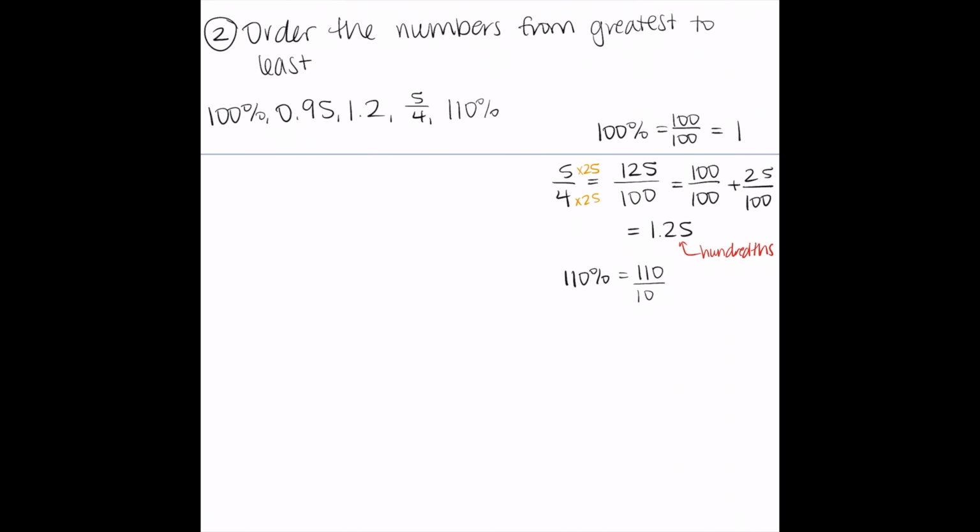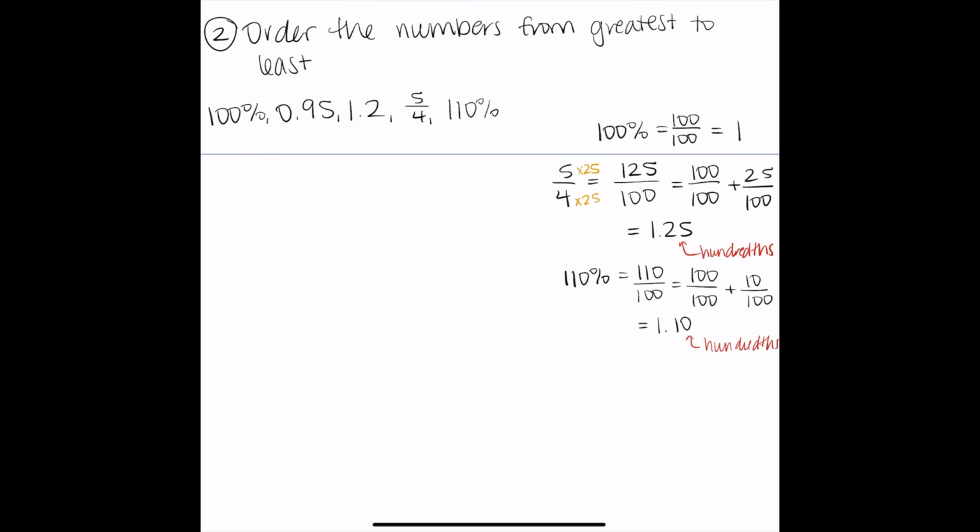Now we'll move on to the 110%. 110% would still just be 110 over 100. We'll again go through and split our fraction up. The 100 over 100 will give us 1. The 10 over 100 would be 10 hundredths. So our answer for that one would be 1.10.